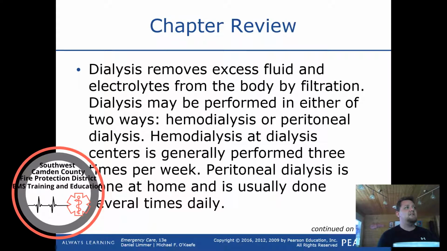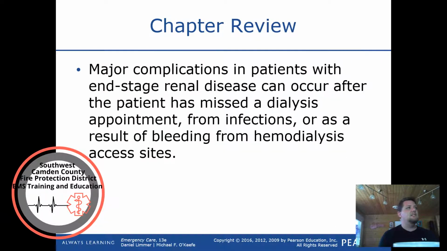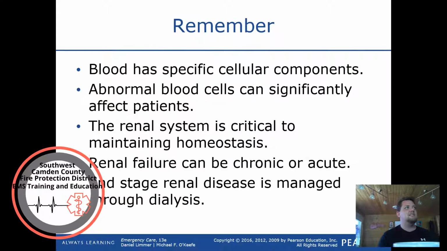Dialysis removes excess fluid and electrolytes from the body by filtration. Dialysis may be performed in one of two ways: hemodialysis or peritoneal dialysis. Hemodialysis at a dialysis center is generally performed 3 times per week. Peritoneal dialysis is done at home and is usually done several times daily. Major complications in patients with end-stage renal disease can occur after the patient has missed an appointment, from infections or as a result of bleeding from hemodialysis access sites.